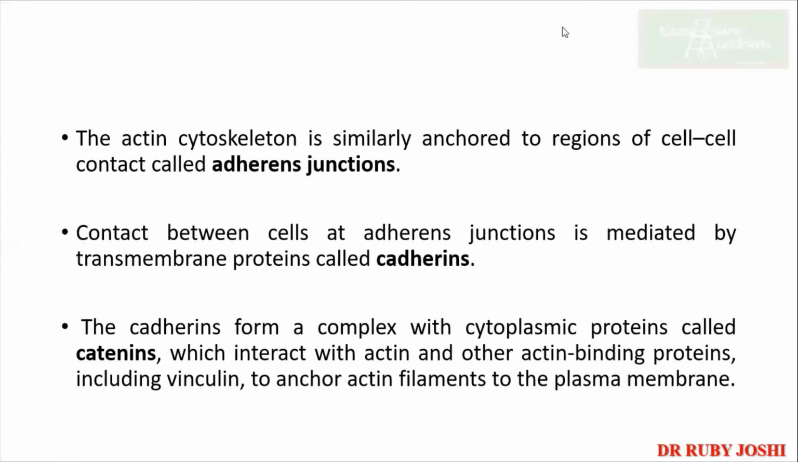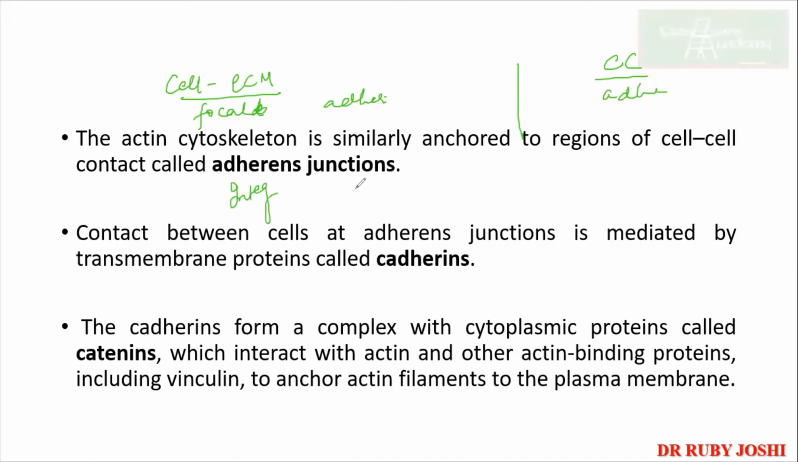I'll just make a table, or you guys also can make a table. So it is between the cell and the extracellular matrix. Now this is between cell and cell. Okay. So there we talked about focal adhesions. And here it is about the adherent junctions. वहां पे integrins था, यहाँ पे cadherins है. वहां पे और other proteins were there like talin and vinculin. यहाँ पे catenins है. ठीक है? I guess I have the figure for this also.